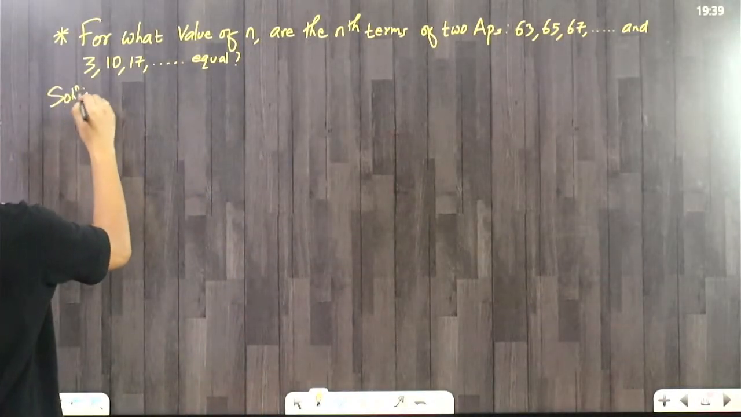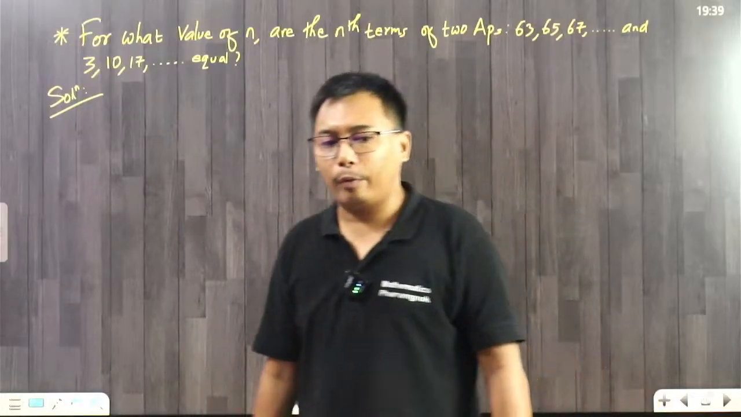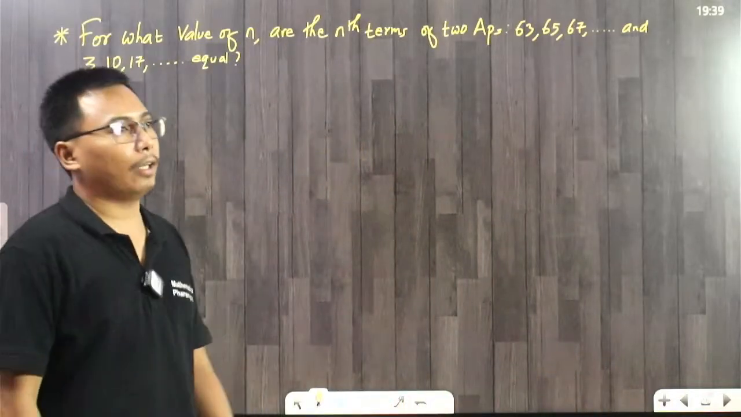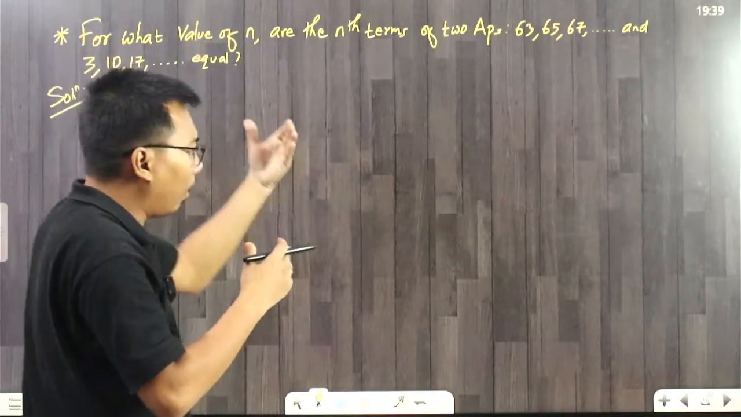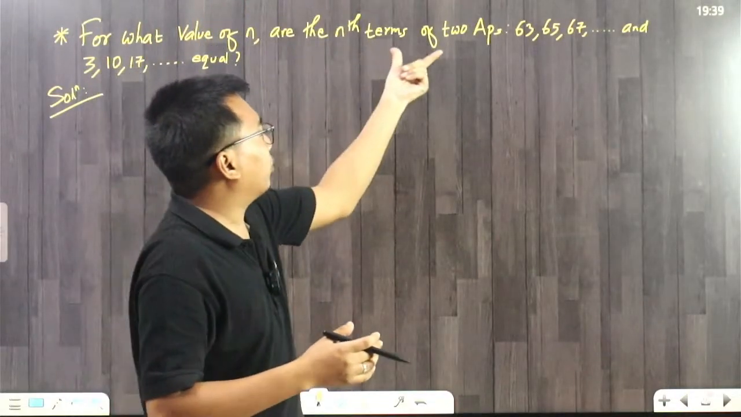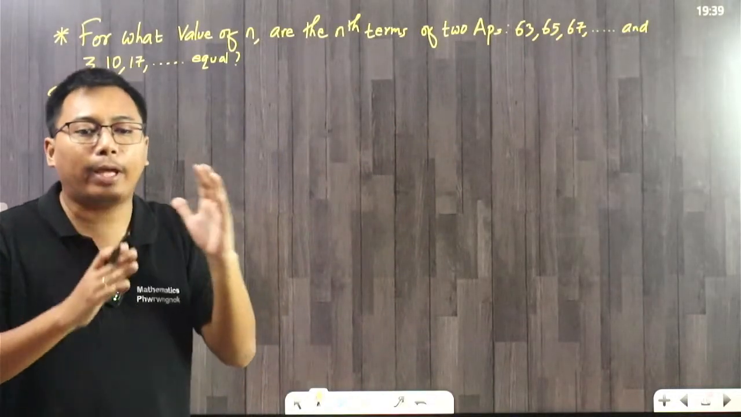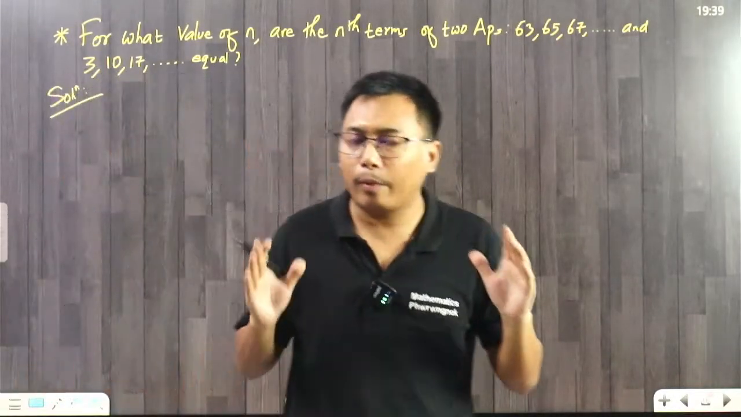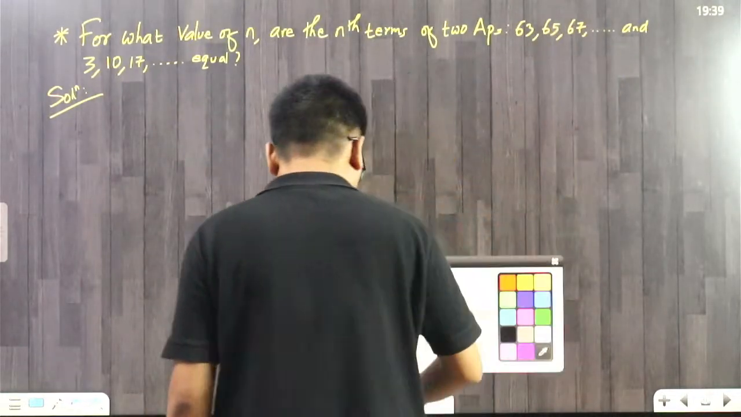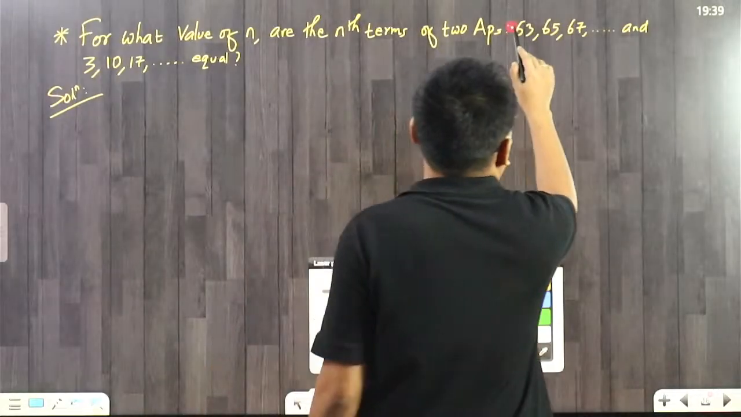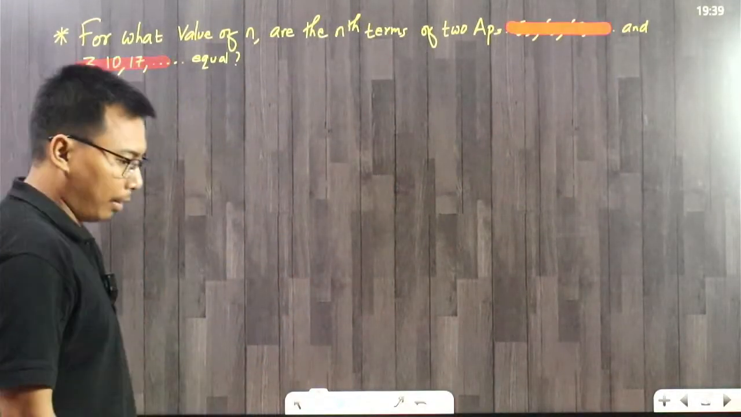Let's start solving this. Before solving, let us understand the question first. What does it say? For what value of n are the nth terms of two APs equal? In this particular question, we have two APs. The first one is this, this is our first AP. This is given, and this is our another AP.